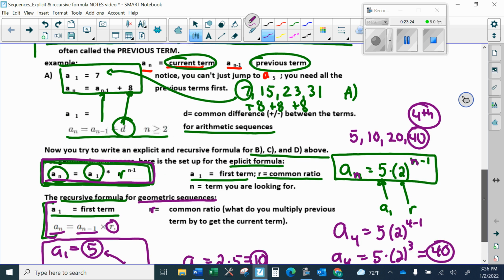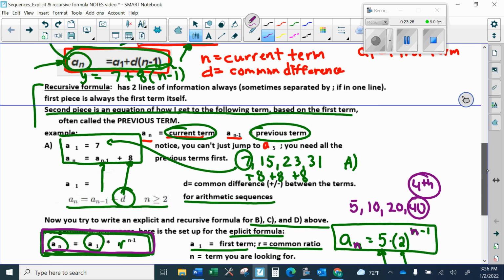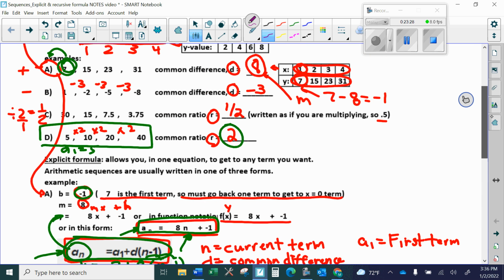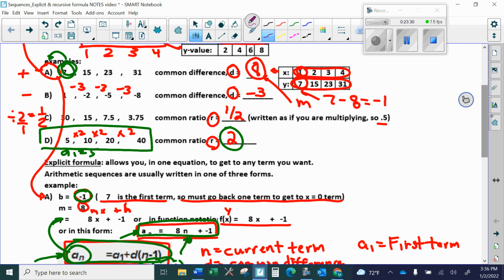Make sure you have it. You can add it to the back of the sheet or the bottom of the sheet so you have more examples. We're going to do B, C, and D. If you watch this video ahead of class and you want to try to write out those explicit and recursive formulas for B, C, and D. Well, actually, we did D. So B and C we still have to do. Okay, so I just did D here.